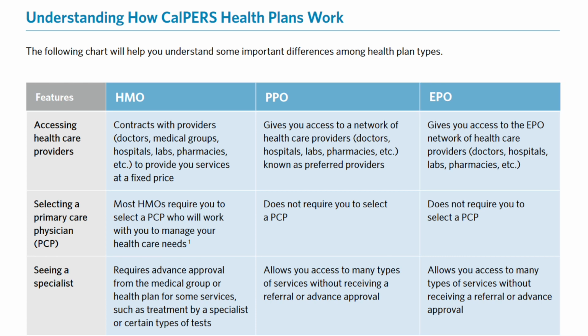For example, if you need to see a specialist, an HMO requires that you seek approval in advance. But with a PPO or an EPO, there is no prior approval necessary for many specialist services.